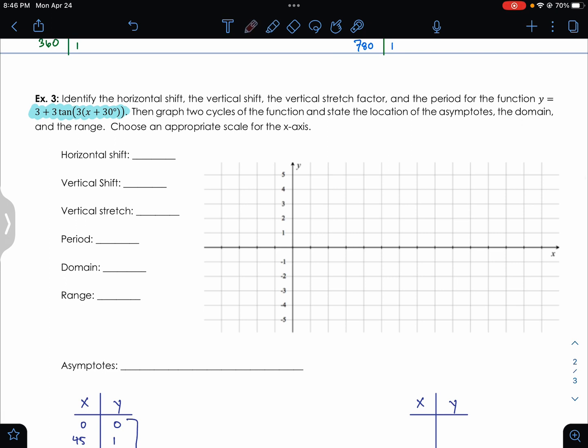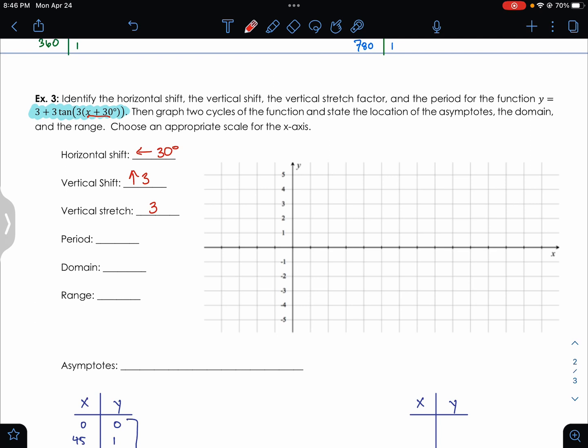So horizontal shift, still the same type of thing here. You look inside these parentheses, you see it says x plus 30. That means we're moving left 30 degrees. You have a vertical shift of positive 3, so we're going up 3 units. We have a vertical stretch of positive 3. Remember, tangents do not have amplitudes. It's our vertical stretch. That is that number right there.